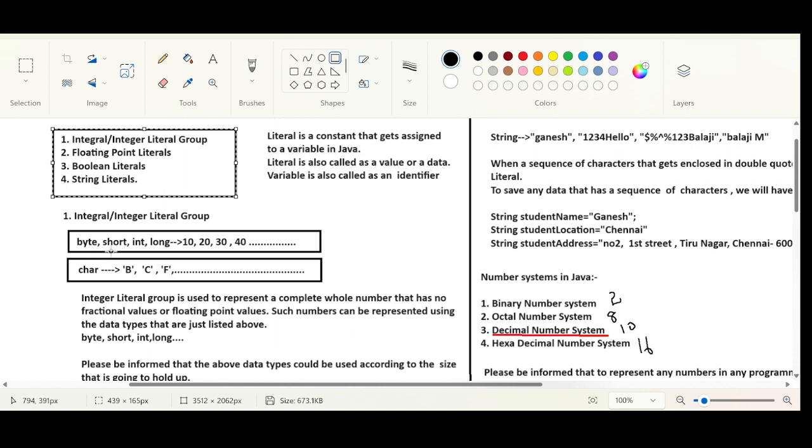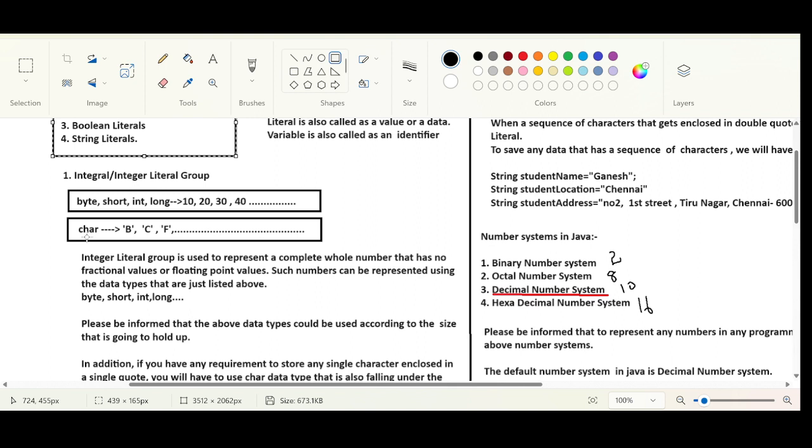You will see each categorization one by one in the upcoming topics. But the takeaway is, if you want to represent any kind of numerical values without the fractional parts, you can represent it in one of these categories: byte, short, int, long, which fall under the integral or integer literal group.